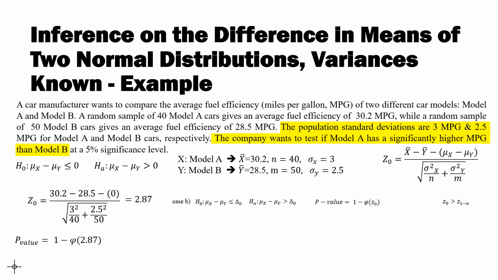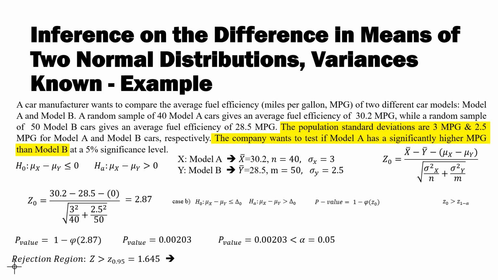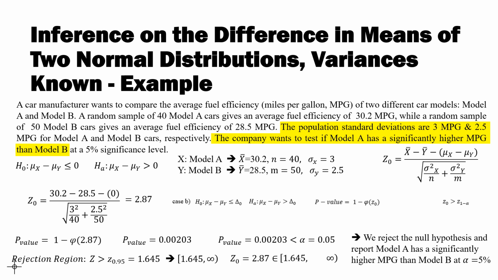Given the fact that we are running an upper-tailed test, the p-value is 1 minus the CDF of our z-test value, which is 0.00203. Given that the p-value is less than alpha of 0.05, we can reject the null hypothesis. As for the rejection region, the rejection region of an upper-tailed test is the z-value of 1 minus alpha to infinity, which is 1.645 to infinity. Given that the z-test value falls within the rejection region, we reject the null hypothesis. In both approaches, we reject the null hypothesis and report Model A has a significantly higher mpg than Model B at a significance level of 0.05.